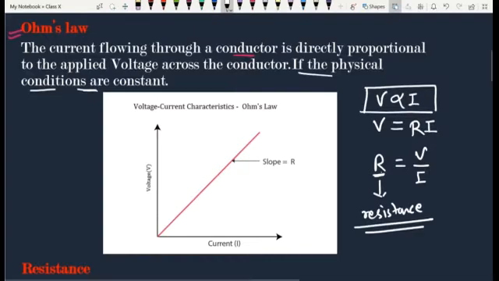When we draw a graph of voltage versus current, we get a straight line, because it is similar to the equation of a straight line, y equals mx plus c, and c is 0 obviously, so that's why it passes through the origin. If any conductor is following Ohm's law, then we will get this kind of graph. This is the graph of Ohm's law.